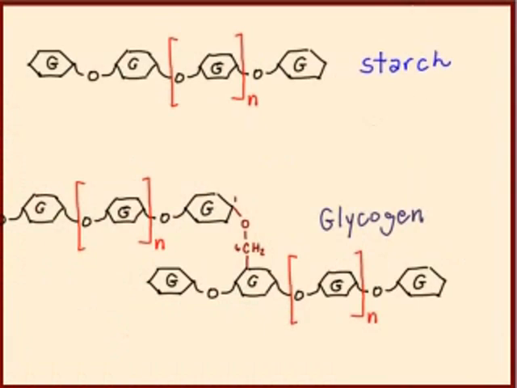And again, in both of these, we use these glucose polymers as a source of energy. We can eat potatoes and get energy from the starch, or we can use the glycogen that's stored in our own muscles for energy. And so these are 2 polymers of glucose that we can digest, that we can get energy from.